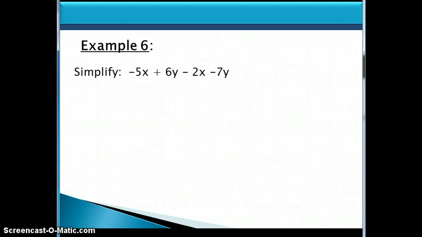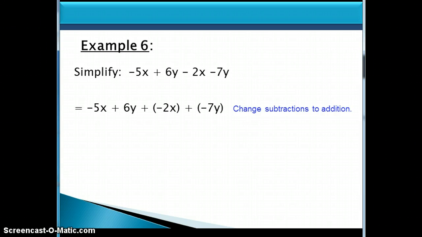So here's an example of combining like terms. Here we have one addition and then a couple subtractions. The two subtractions we need to change to addition first. So the minus 2x part will become plus a negative 2x, and then minus 7y becomes plus a negative 7y.